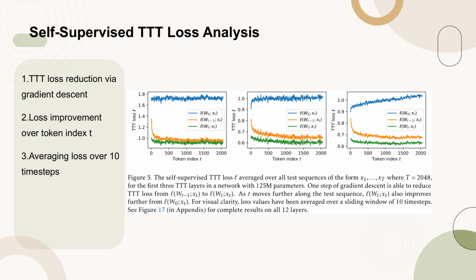The figure demonstrates that a single step of gradient descent effectively lowers the TTT loss from W_{t-1} x_t to W_t x_t. As the token index t progresses through the test sequence, the loss W_t x_t continues to improve relative to the initial loss W_0 x_t. To enhance visual clarity, the loss values are averaged over a sliding window spanning 10 time steps. For comprehensive results encompassing all 12 layers, refer to Figure 17 in the appendix.